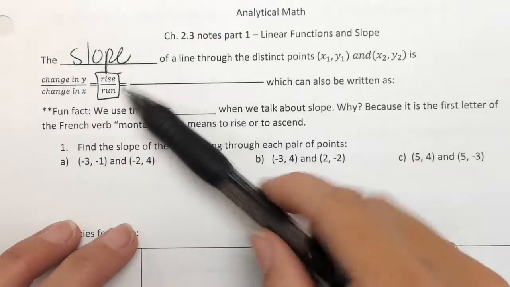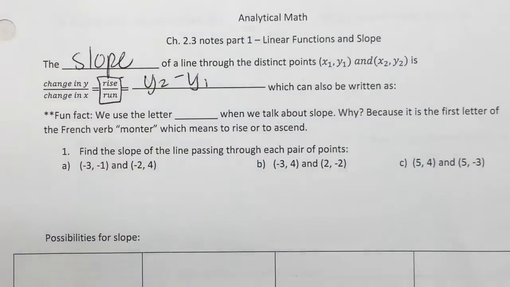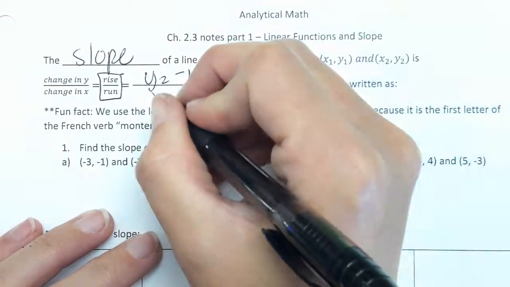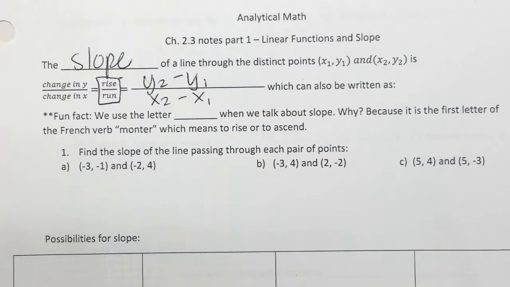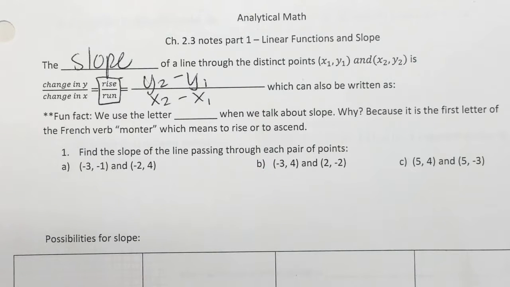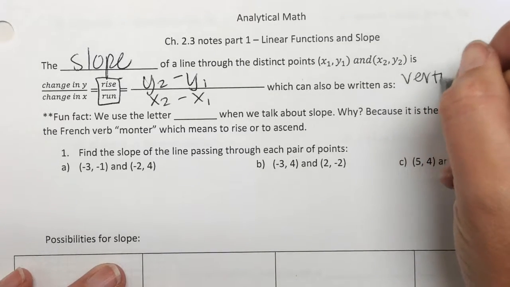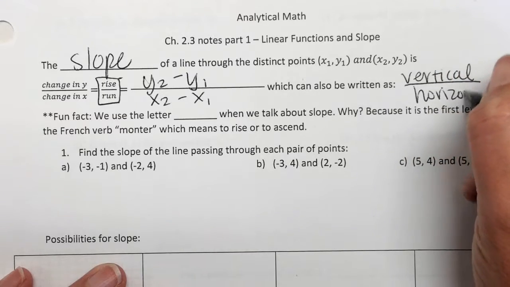So the change in y is going to be y2 minus y1. The difference between two y values. And then the run is also x2 minus x1. We have to use subtraction because we're talking about the change in two values, the difference between two values. Okay? So it's really talking about the vertical change over horizontal change.